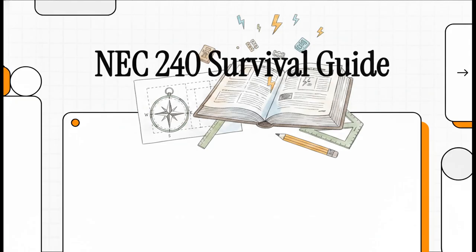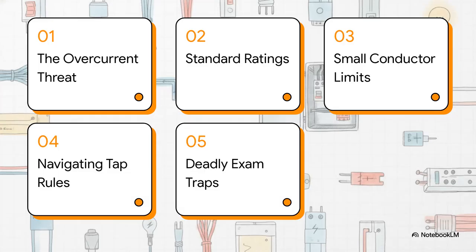So, whether you're gearing up to conquer the 2023 NEC exam, or you just want to make sure you're applying the code perfectly and safely out in the field, this explainer is your blueprint. Okay, let's just dive right into our roadmap for today. We'll be looking at the overcurrent threat, standard ratings and sizing up, small conductor hard limits, navigating the TAP rules, and finally, deadly exam traps.